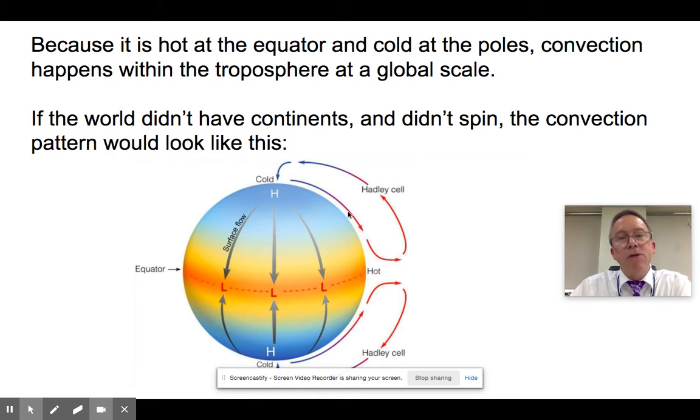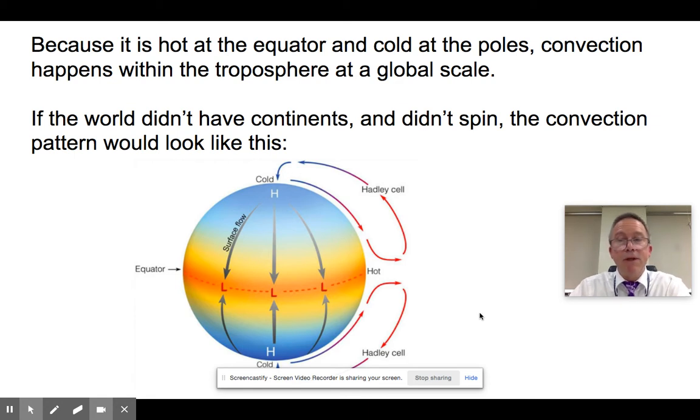So what Hadley proposes, we should see a global level convection pattern in which air rises at the equator, sinks at the poles, and at the surface of the Earth, it should flow in a direction that carries it from the poles to the equator. All right, and this is what we would have, except for two things. One is there are continents, which breaks up this pattern, and the other one, and more important, is that the world is spinning, and because the world is spinning, this flow is going to be deflected a bit in different directions.